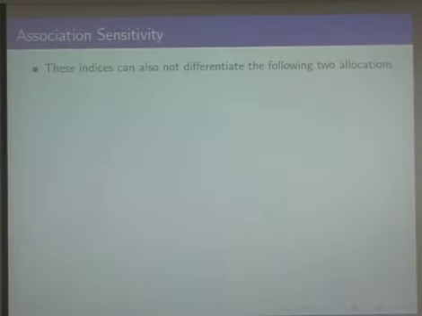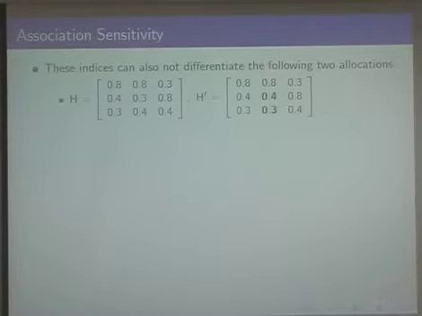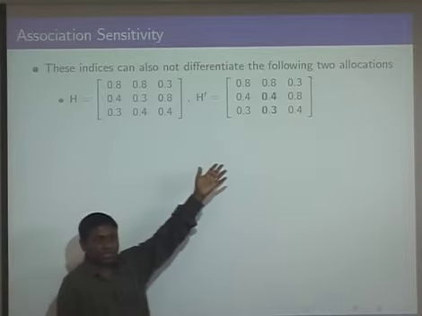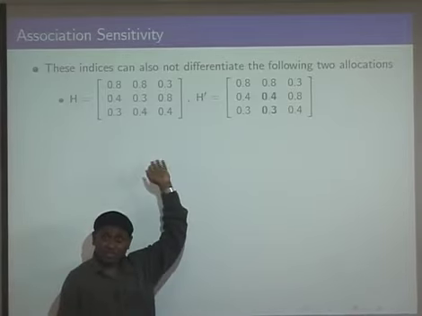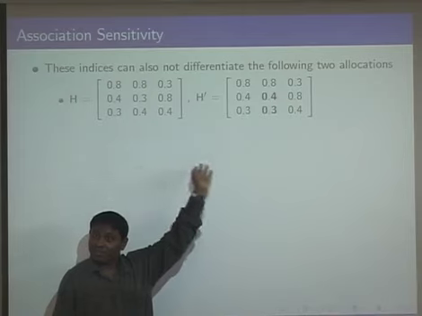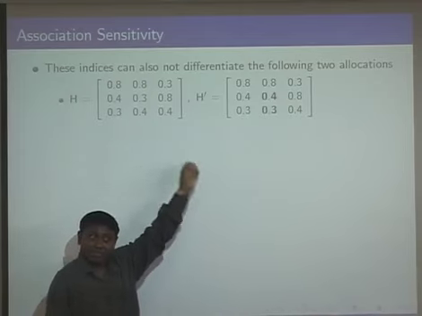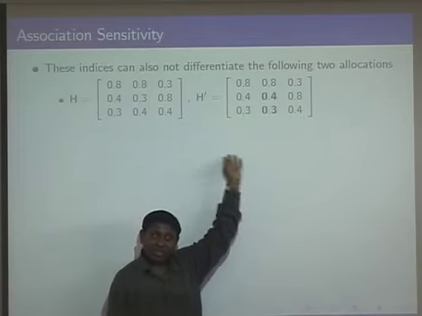Okay, these indices also cannot differentiate the following one. If you look at these two matrices, have you seen this kind of transformation before? Have you seen this kind of transformation? So what is happening here?